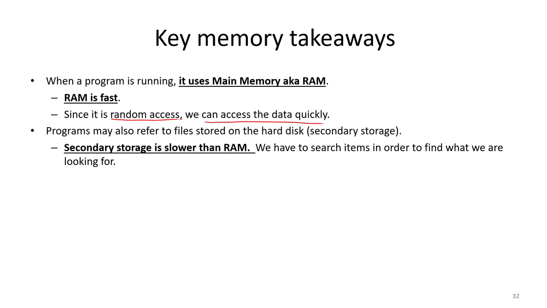Also, programs can refer to files stored on the hard disk or secondary storage. But the thing to note about secondary storage is it is slower than RAM. The reason why is we have to search items in order. So we can't just jump directly to the thing we're looking for. We have to flip through one item at a time until we find what we want.